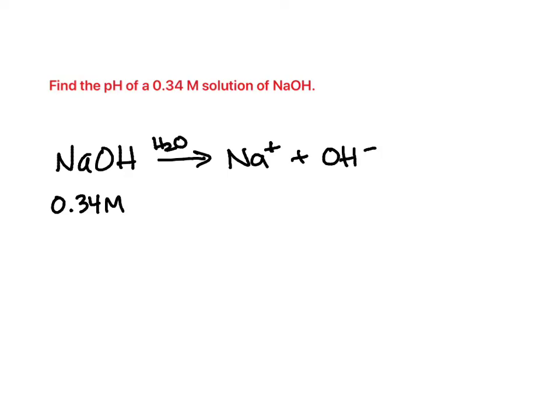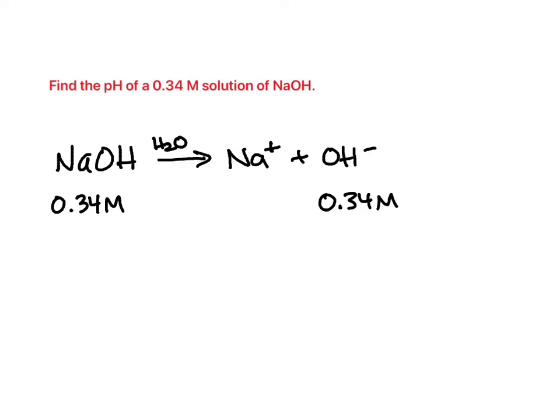So every sodium hydroxide that you put in there breaks apart into sodium and hydroxide. So the concentration of the hydroxide is going to be the same, 0.34 molar. Now, when we solve these kinds of problems, someone almost always asks, well, what about the concentration of the sodium? What would that be? So what do you think? What would that be?